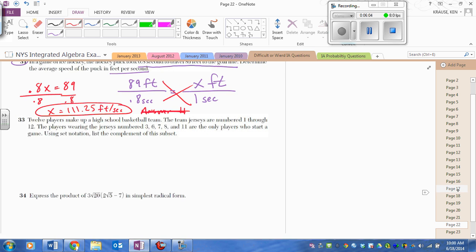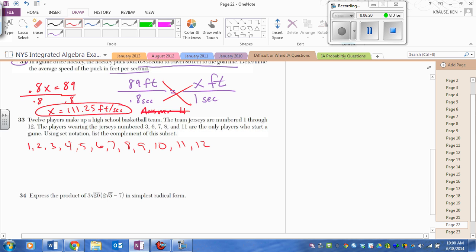12 players make up a high school basketball team. They're numbered 1 through 12. 1, 2, 3, 4, 5, 6, 7, 8, 9, 10, 11, 12. The players wearing the jerseys 3, 6, 7, 8, 11 are the only players who start the game. So these are all starters. The starters are 3, 6, 7, 8, and 11.